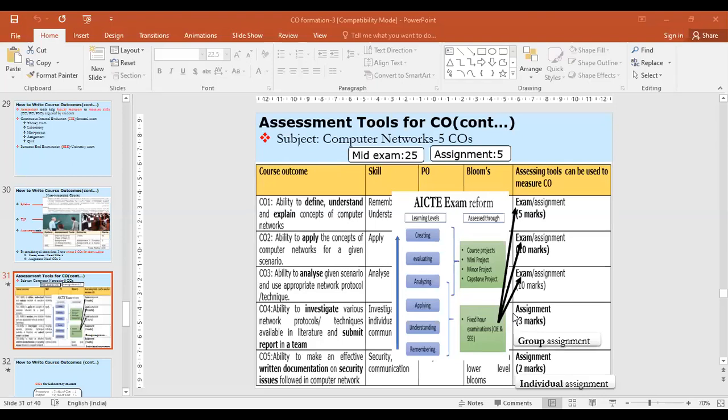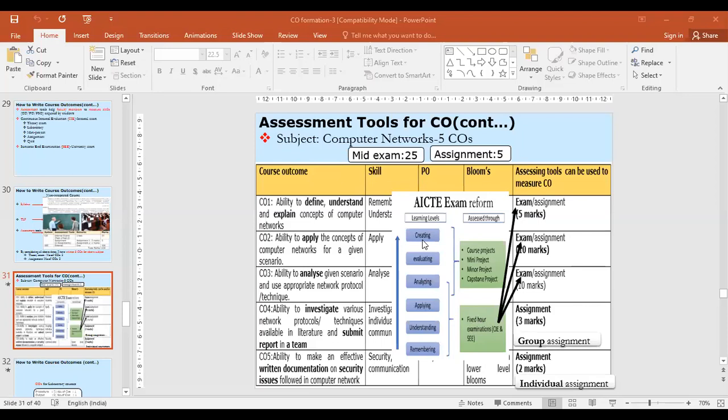Whenever you want to measure the COs based on Bloom's level 1, level 2, level 3, level 4, you can use a fixed theory exam, in the sense, mid exam. Not only mid exam, even any university exam. Whatever I have shown you in the PPTs in the exam form, remember level, understanding level, apply level, analyze level, you can use a fixed exam.